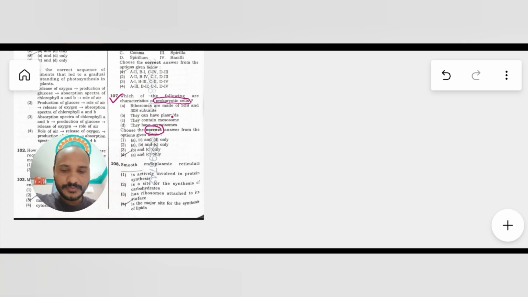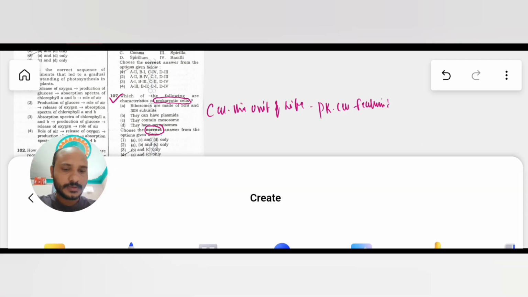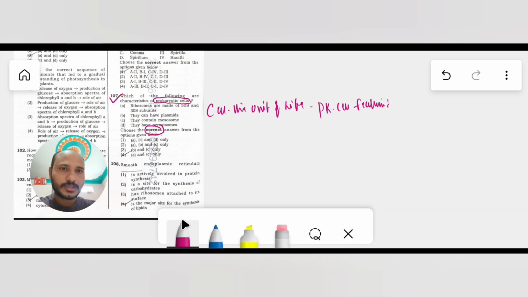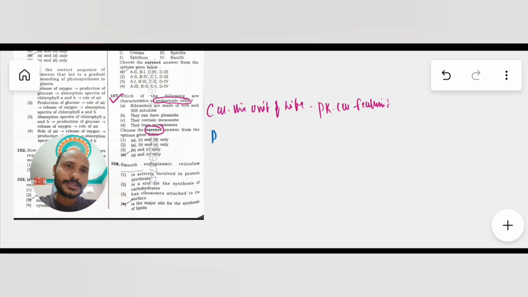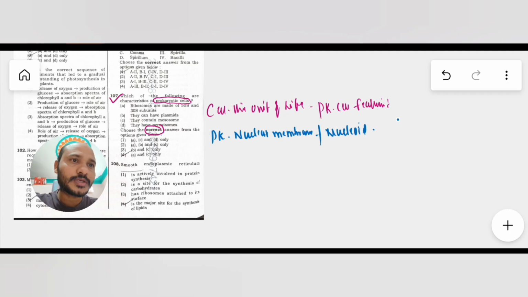These questions are framed from the chapter Cell: The Unit of Life, and they focus on prokaryotic cell features. So now we will discuss the importance of these things. Generally, you know that prokaryotic cells do not have any nuclear membrane around the nucleus. The nuclear membrane is absent, hence the nucleus of prokaryotic organisms is called a nucleoid. These prokaryotic organisms are mostly bacteria and belong to the kingdom Monera.